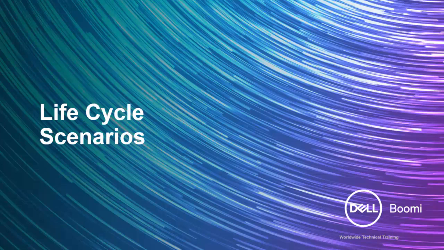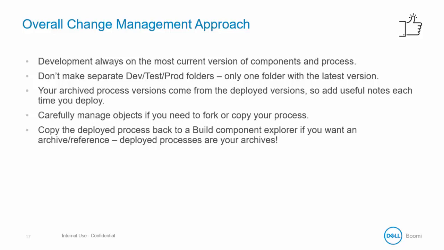Let's spend some time reviewing some life cycle scenarios. Whenever you are working, you are developing at the head end from the most current deployed process. It's not a good practice to work against this, so don't make separate dev, test, or production folders, only one folder with the latest version.